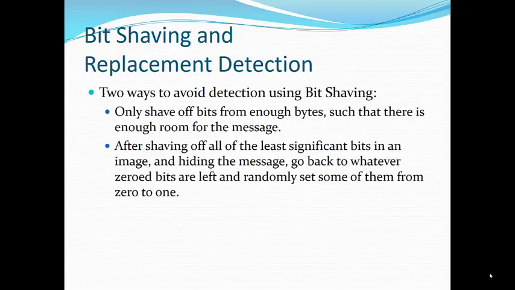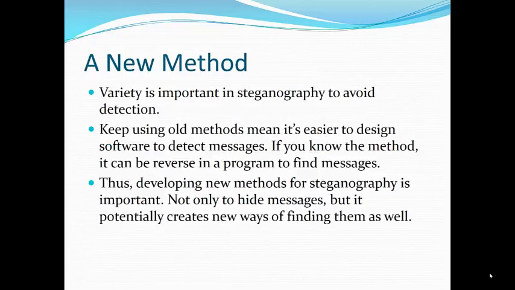So there are two ways to avoid this type of detection using bit shaving. One: only shave off bits for enough bytes, since there's enough room for the message. Two: after shaving off all the least significant bits in an image and hiding the message, go back to whatever zeroed bits are left and randomly set some of them from 0 to 1. But even better than that is a new method which I am going to talk about. This will definitely avoid detection.